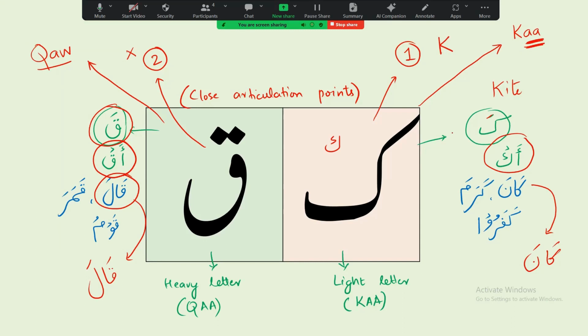Okay, so the first one is kaf, and the second one is qaf. Let me just make a proper sound for the second alphabet. What you will hear from that is qa, qa, qa. Can you hear this sound? So that is what we are looking for as well, inshallah.